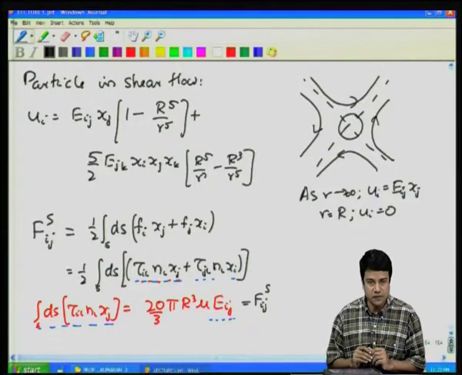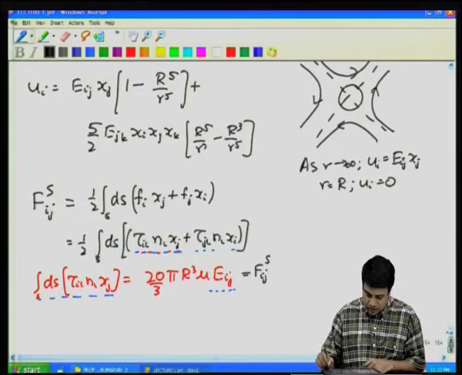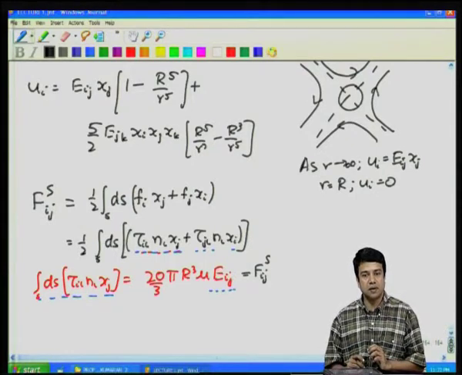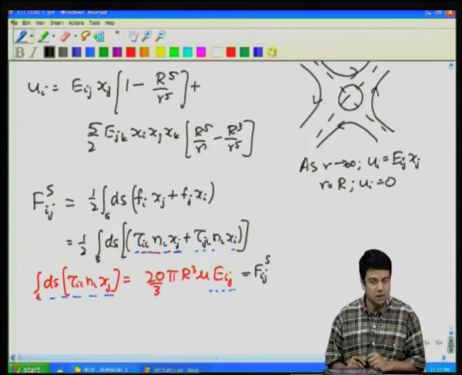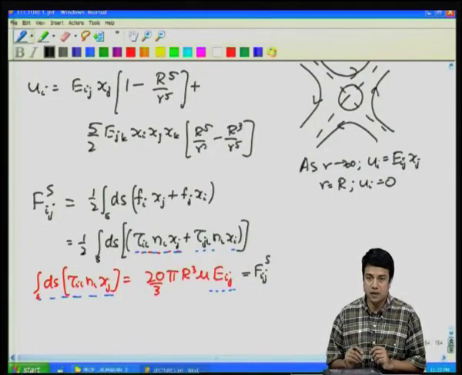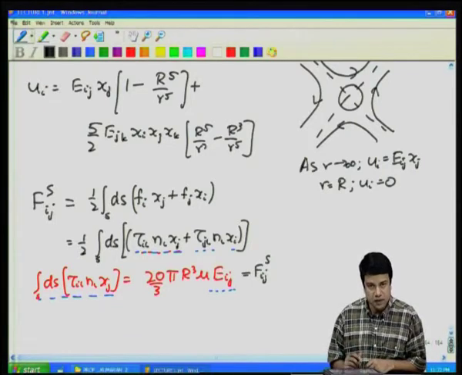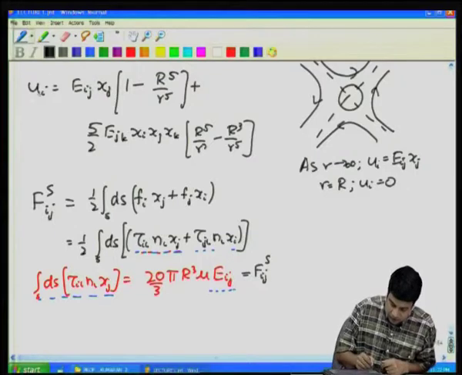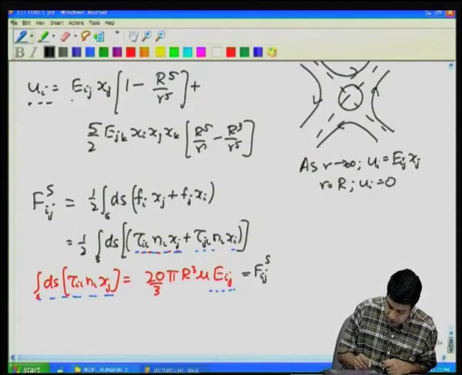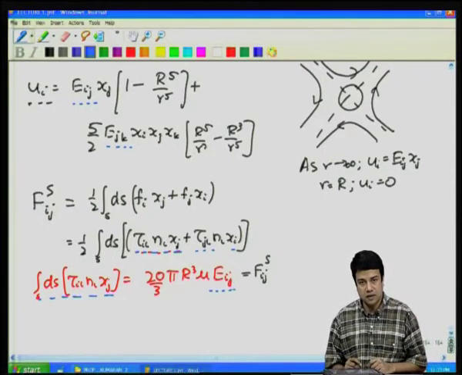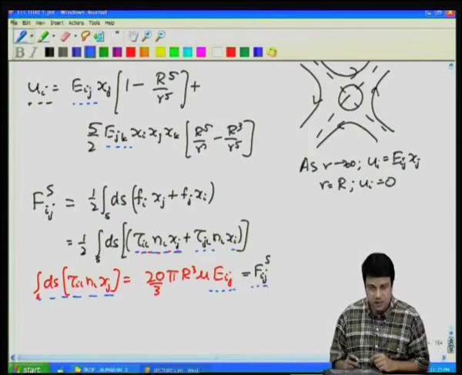However, one can do the same thing once again here. If you recall, when we did the translation of a sphere in a fluid, we first found the velocity field in terms of the velocity of the sphere, and the force in terms of the velocity of the sphere, and then substituted the force instead of the velocity to find the fluid velocity in terms of the force exerted by the sphere. We can do the same thing here. Rather than using the symmetric rate of deformation tensor, I can use this force moment to express my velocity.